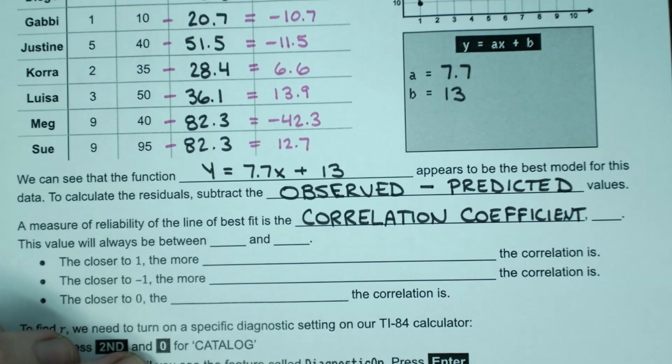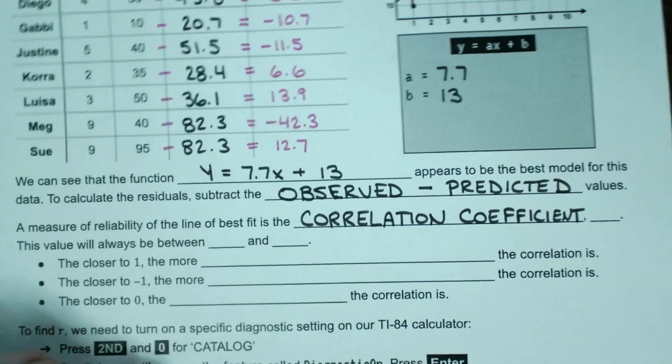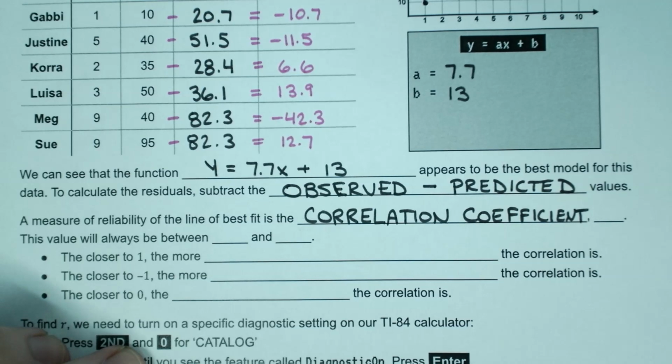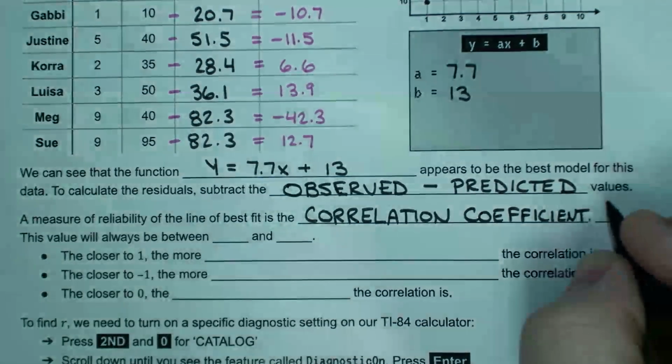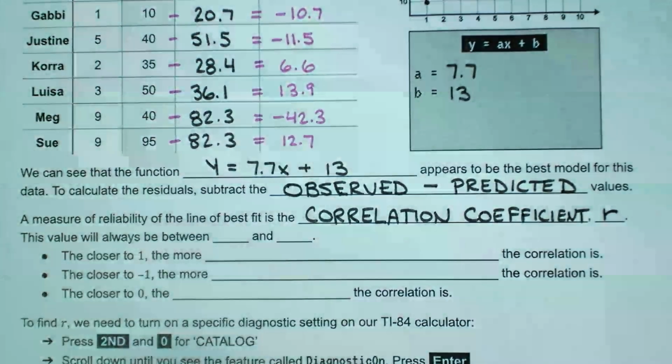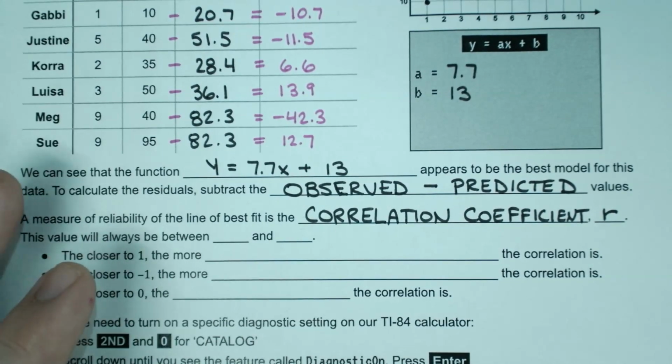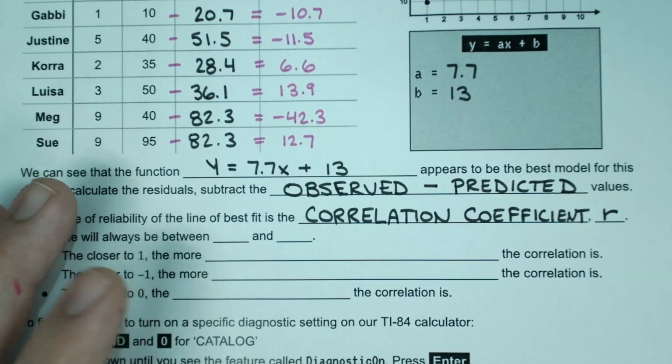Correlation spelled C-O-R-R-E-L-A-T-I-O-N. Coefficient spelled C-O-E-F-F-I-C-I-E-N-T. Guess what letter we use for correlation coefficient? This is where r is. It feels so silly. We don't use r for residual, but we use it for correlation coefficient. I don't know why. I missed that meeting back when stats was invented. So this number, the correlation coefficient, whatever r is, is going to tell us how good our line is.